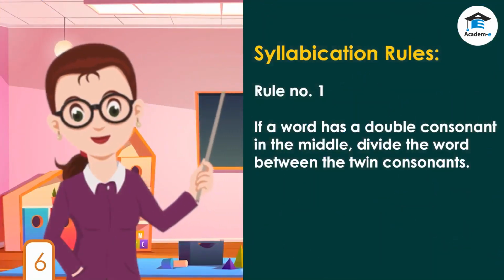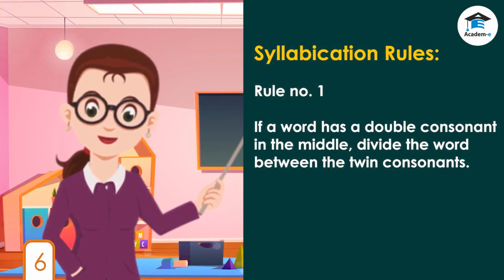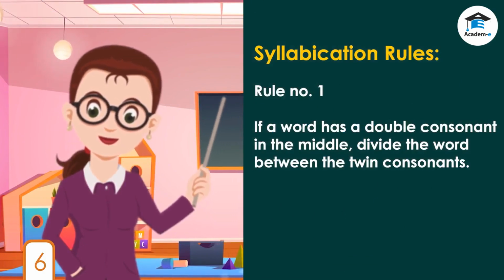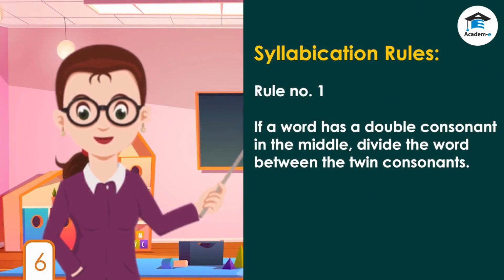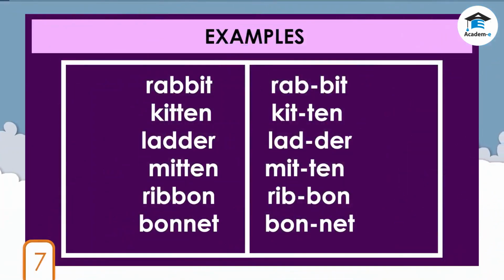Here are the rules in syllabicating words. Rule number 1. If a word has a double consonant in the middle, divide the word between the twin consonants. Examples: rabbit, rab-bit; kitten, kit-ten; ladder, lad-der; mitten, mit-ten; ribbon, rib-bon; bonnet, bon-net.